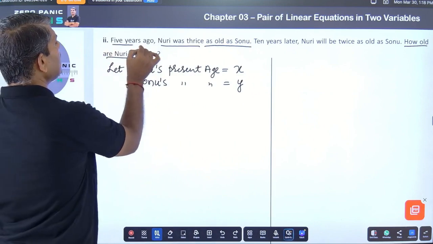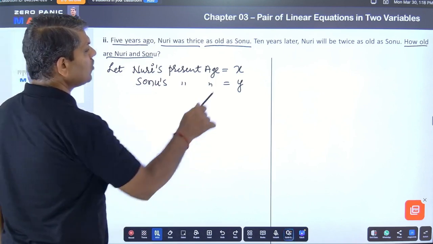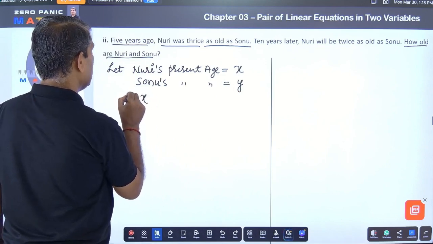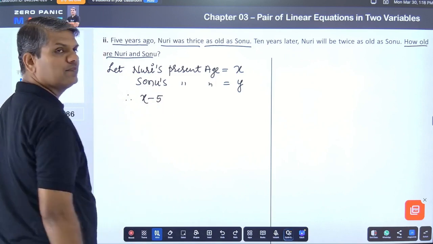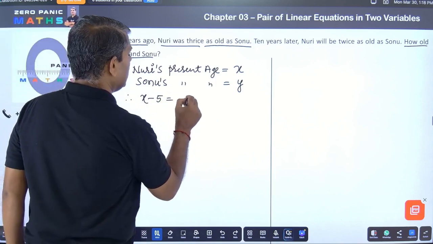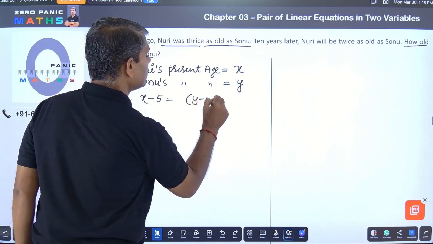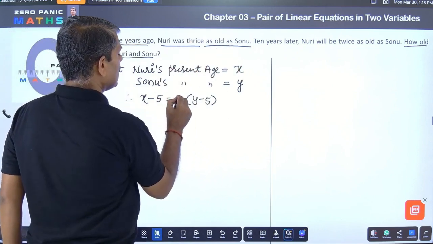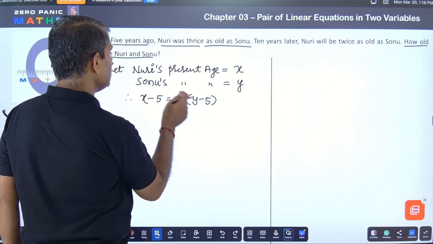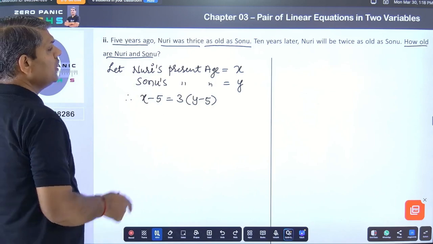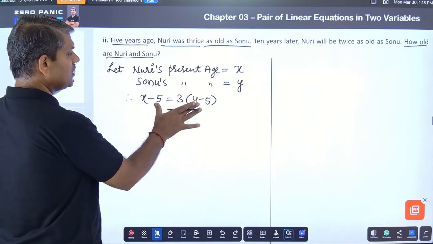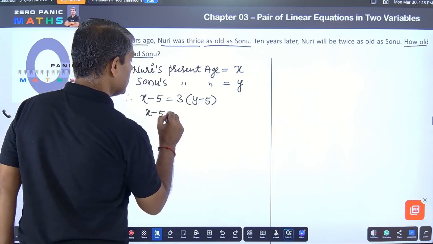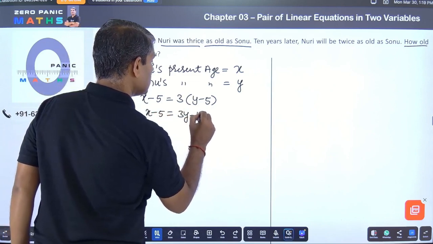That is 5 years ago. So what was the age of Noori 5 years ago? That was x minus 5. And 5 years ago, what was the age of Sonu? That was y minus 5. And that was equal to thrice of Sonu's age is the age of Noori 5 years back. So this is what the equation is. Let us resolve this to get an equation. x minus 5 is equal to 3y minus 15.